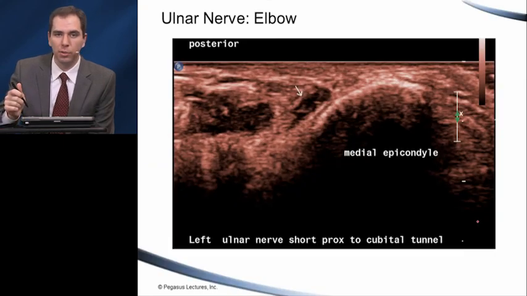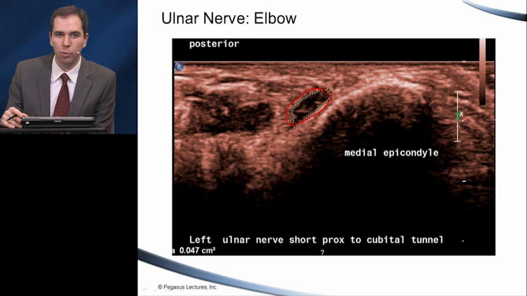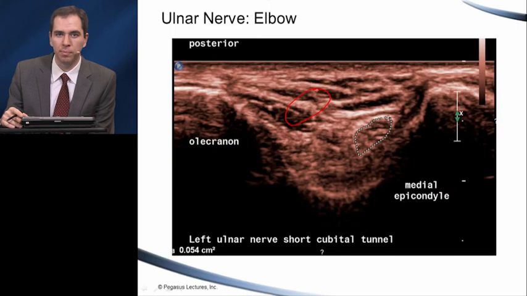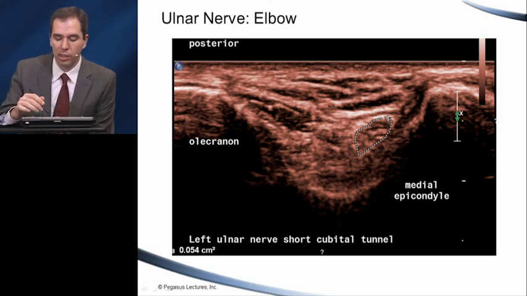These are images of the ulnar nerve in the axial plane. So we're at the medial epicondyle. This is the ulnar nerve here. It's superficial in this location, so it's very easy to find and see. So we measure the cross-sectional area, and then in our typical exam, we'll follow it into the cubital tunnel and measure the cross-sectional area within the cubital tunnel.